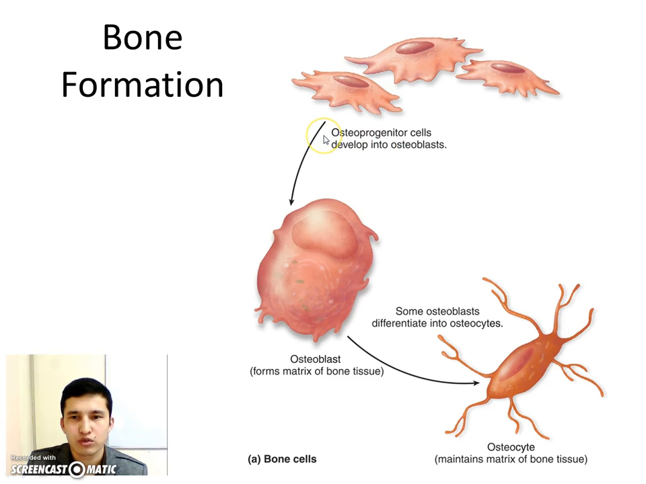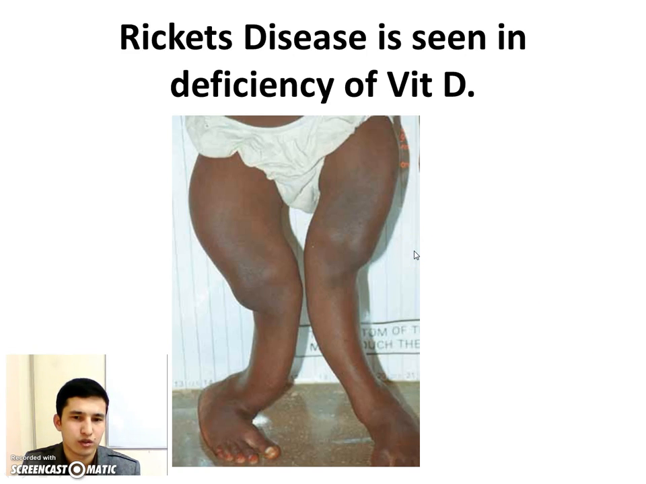So how do the bones form? Firstly, we have special cells, osteoprogenitor cells. They develop into osteoblasts. These osteoblasts again develop into osteocytes, and these osteocytes produce the bone cells.